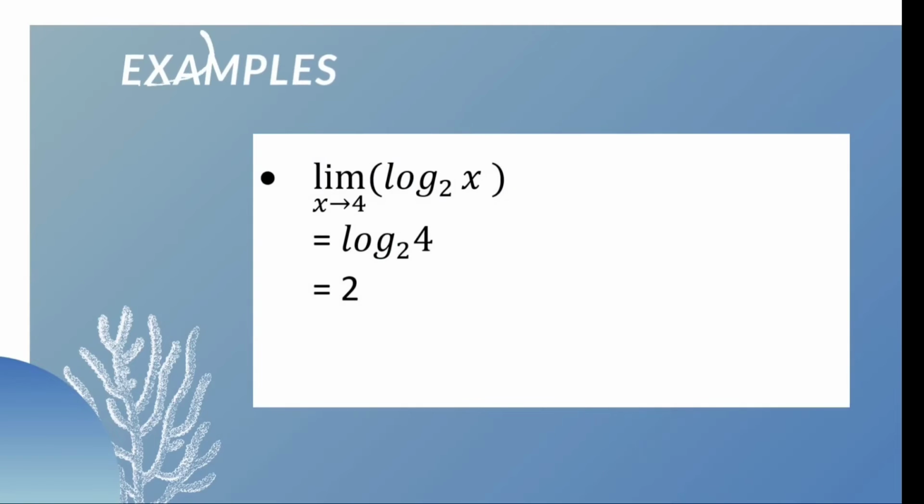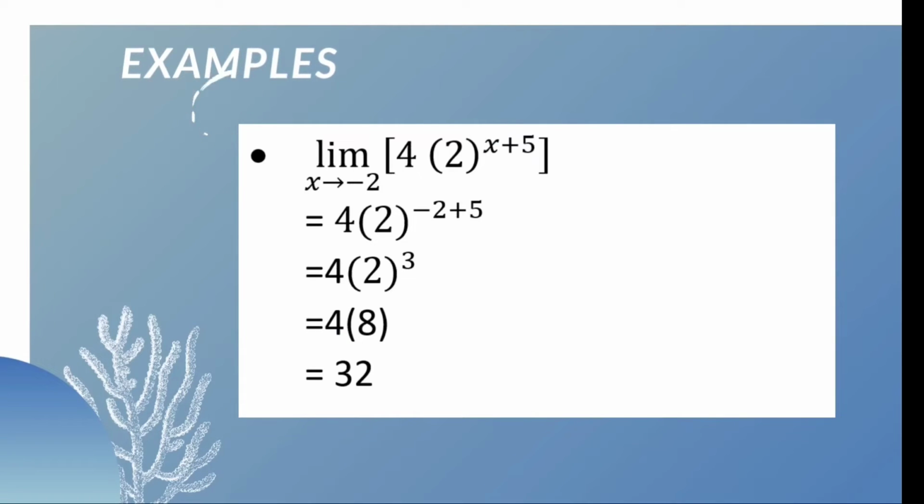For example number 3, let's identify the limit of logarithm of x base 2 as x approaches 4. Since this is a logarithmic function, we can perform direct substitution, and that will give us logarithm of 4 base 2. Remember that in a logarithm, we are identifying what exponent we are going to use on the base so that we will arrive at the argument, which in this case is 4. So the answer here should be 2.